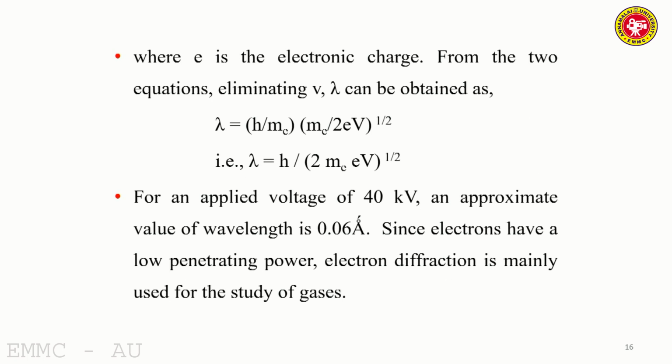From the two equations, eliminating v, lambda can be obtained as lambda equal to h by mv, into mv divided by 2eV, whole square root, so lambda equal to h by the square root of 2meV. For an applied voltage of 40 kilovolts, an approximate value of wavelength is 0.06 Angstrom. Since electrons have low penetrating power, electron diffraction is mainly used for the study of gases.